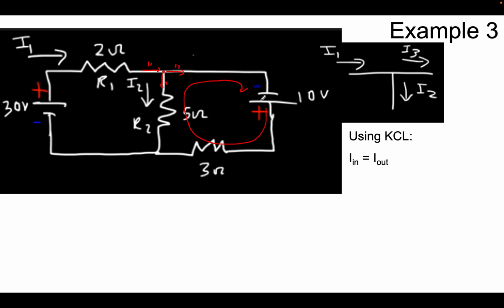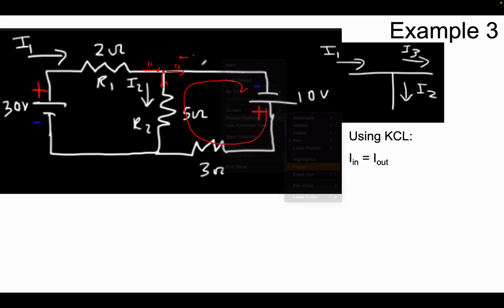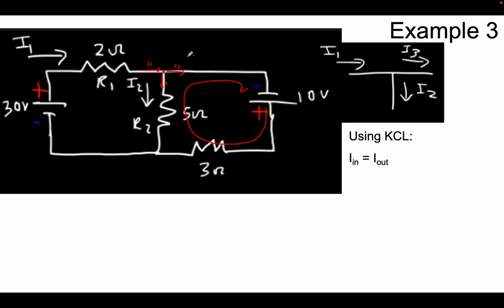Maybe. I'm just guessing it because I am saying that the current from this loop will go in this direction, so perhaps it will come out. If I'm wrong, it's okay. I will get a negative answer. If I get a negative answer, it means I was wrong and the current is actually going this way. If my answer is positive, I guessed correct. No problem. So this is a zoomed in view here.